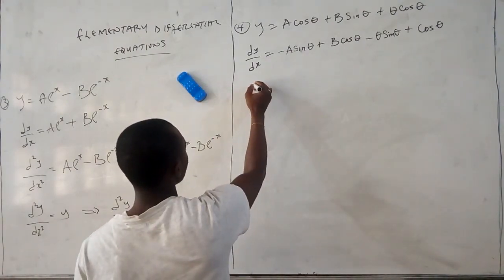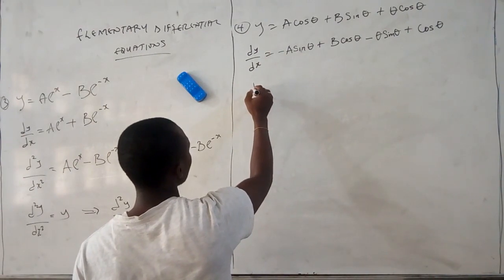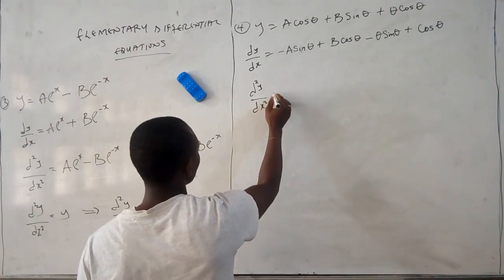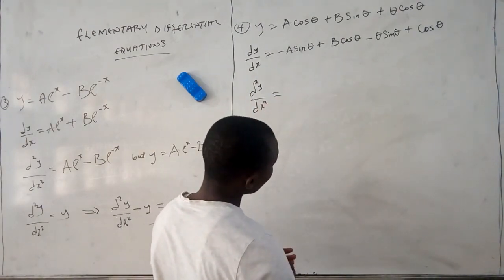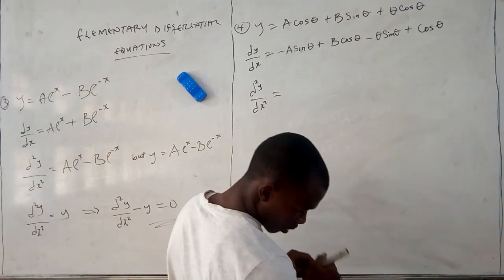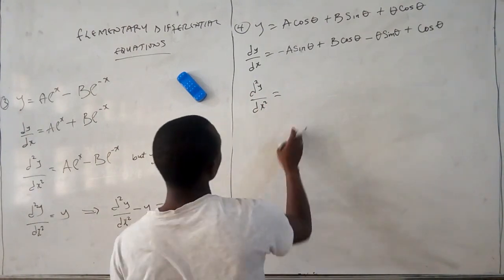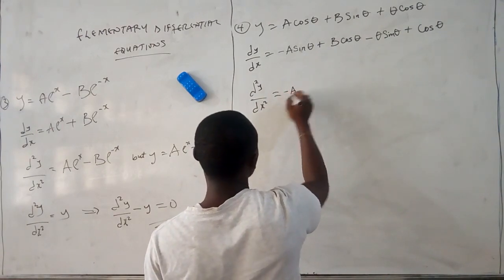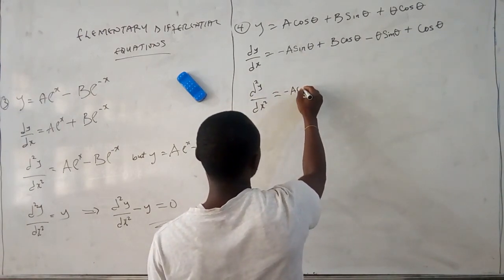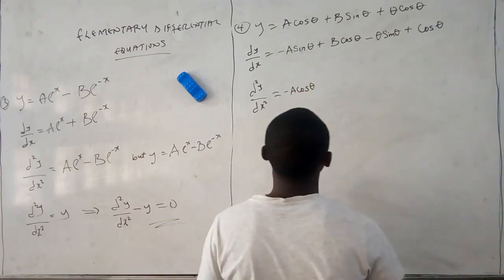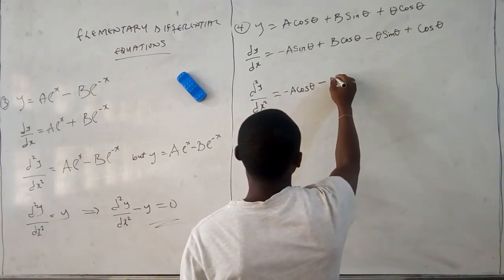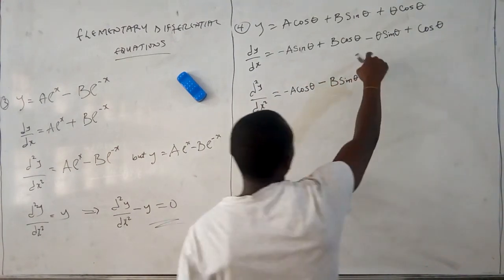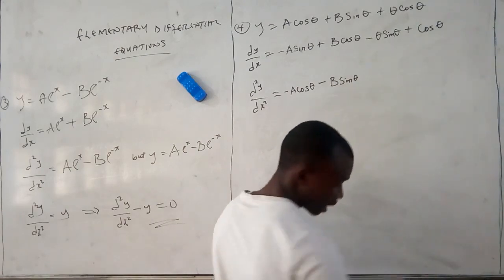Then the second derivative, d square y over dx square. For the second derivative, we differentiate again. We are going to have minus a. Differential of sin theta is cos theta. Then this we have minus b sin theta. This you use product rule again.